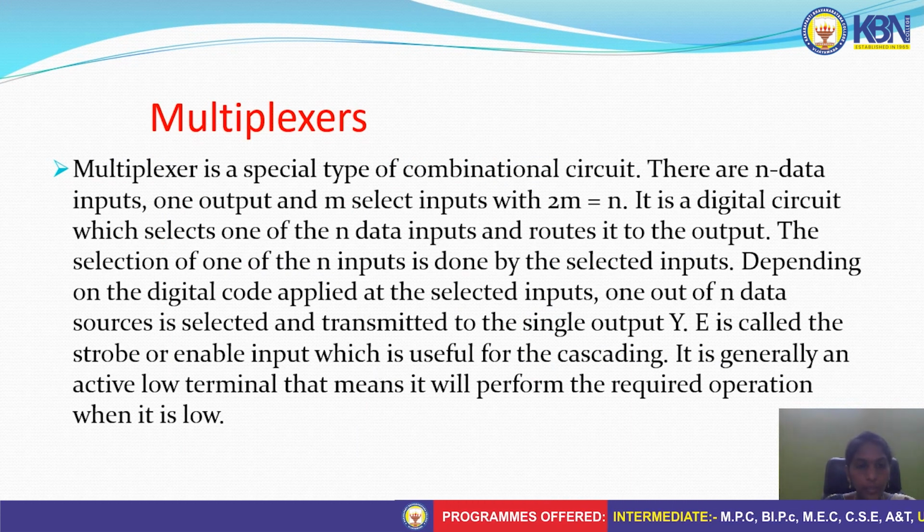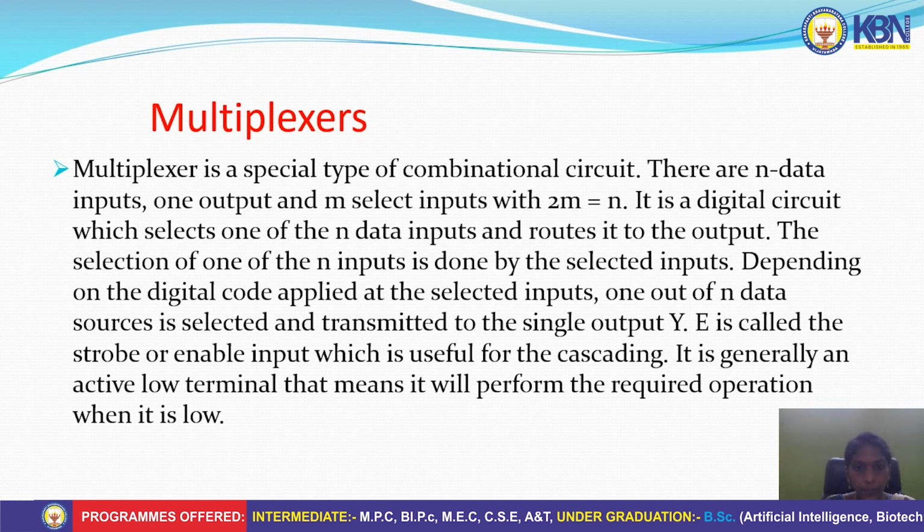Multiplexer. A multiplexer is a special type of combinational circuit. There are n data inputs, 1 output and m selection lines, with 2^m equal to n. It is a digital circuit which selects one of the n data inputs and routes it to the output. The selection of one of the n inputs is done by the selection inputs depending on the digital code applied at the selection inputs. One out of n data sources is selected and transmitted to the single output Y.